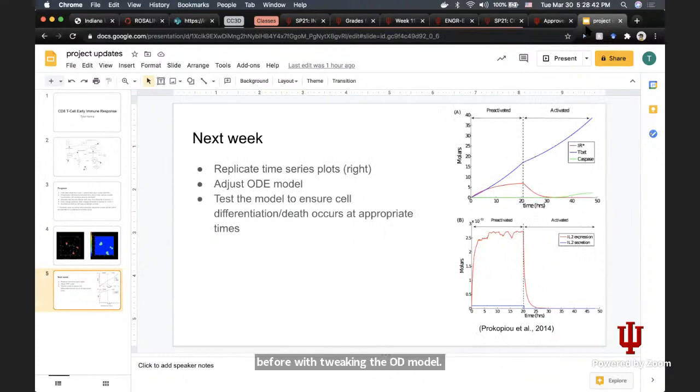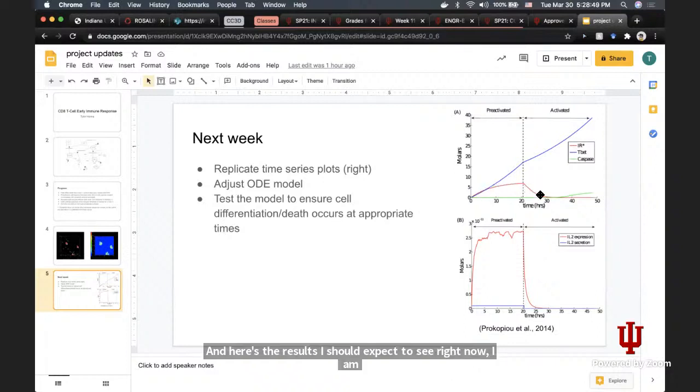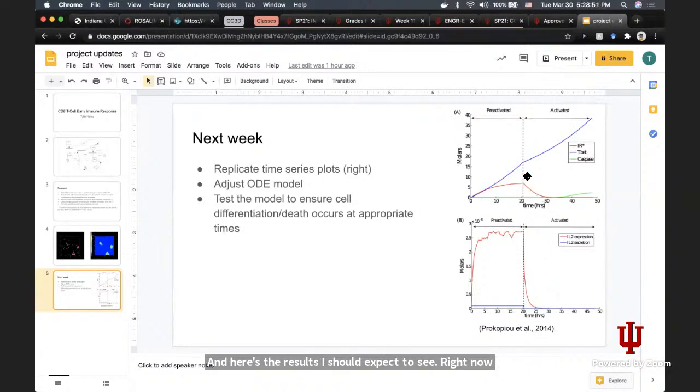And here's the results I should expect to see. Right now, I am working on getting this red IL-2 curve to plot correctly. And after that, I've been testing this TBET curve here, and I'm starting to see it rise like this correctly. And then caspase should follow suit with its behavior.